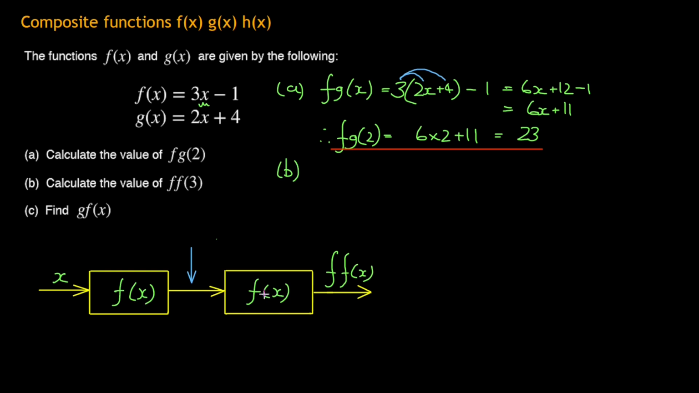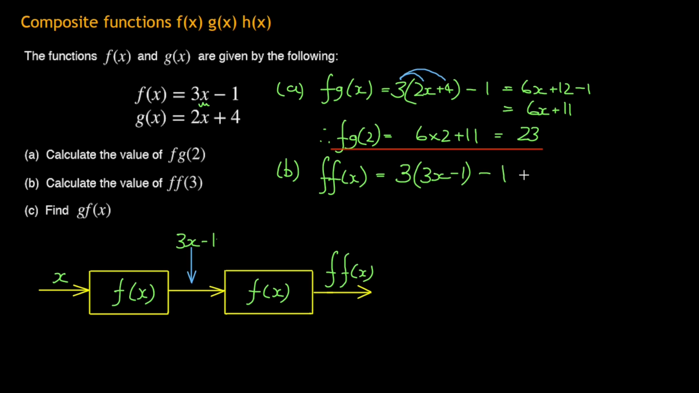So in part B, the situation has changed. Effectively, we're shoving x into the first f box, getting an f result, and then that result goes into another f box. The order, of course, doesn't matter because it's doing the same job. So coming out of here, we will get 3x minus 1. This now acts as an input. So again, I'm going to be replacing the x in the second box with 3x minus 1. So ff of x will be equal to 3x minus 1, because that's its new input, minus another 1.